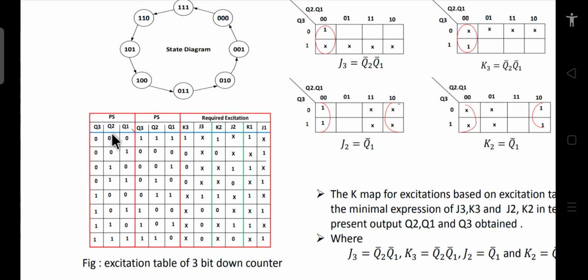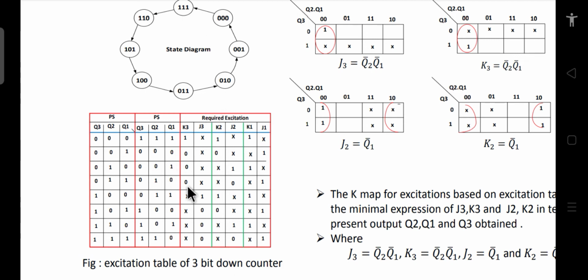So here what I am doing is, present state is 000, so the next state is 111. For this, what should be my excitations, J1 K1, J2 K2 and J3 K3? That I have to decide, considering this state table and the excitation table of the JK flip-flop. So this is the state table for your down counter.